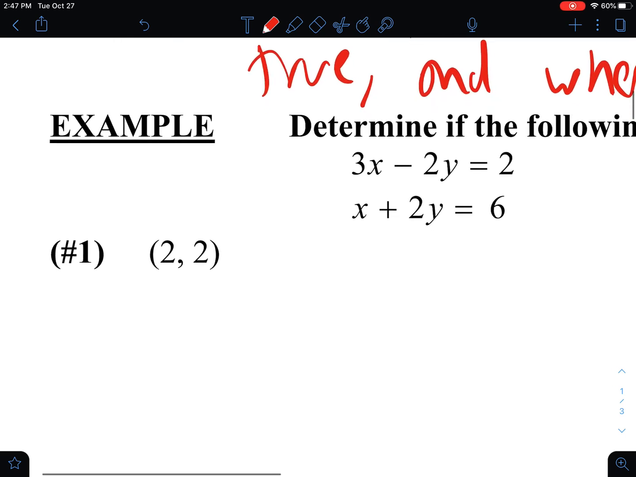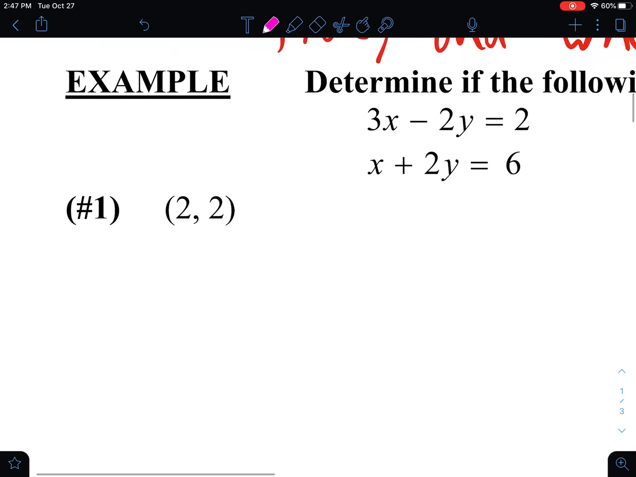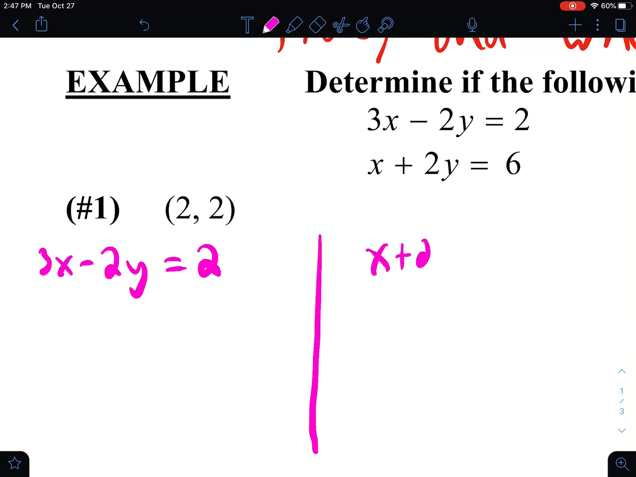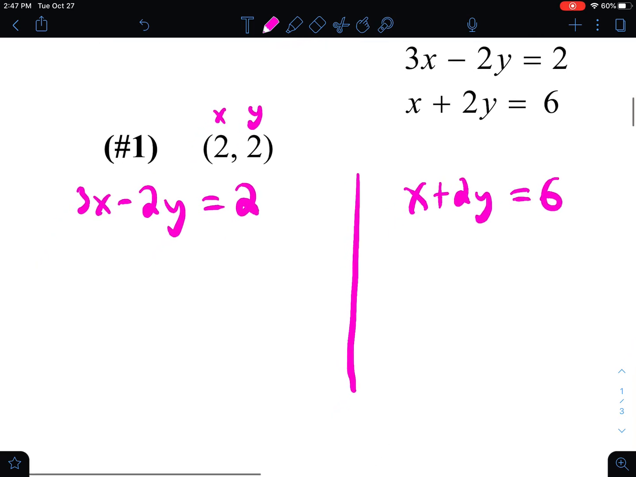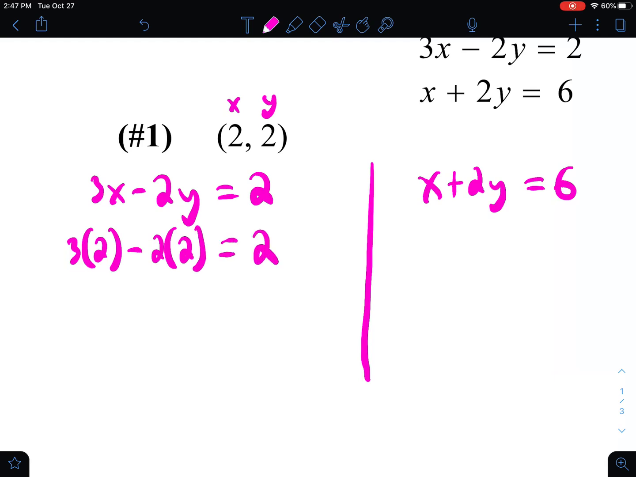So what we're going to do, we have our two equations. So we're going to plug into the 3x minus 2y equals 2. We're also going to do x plus 2y equals 6. Okay? So all we need to do is figure out if this is going to be a solution. And the way we do that is we're going to plug this in for x and y, like a label of point x and y, and see if it's true at the end or not. Okay? So we have 3 times x, which is 2, minus 2 times y, which is 2, equals 2.